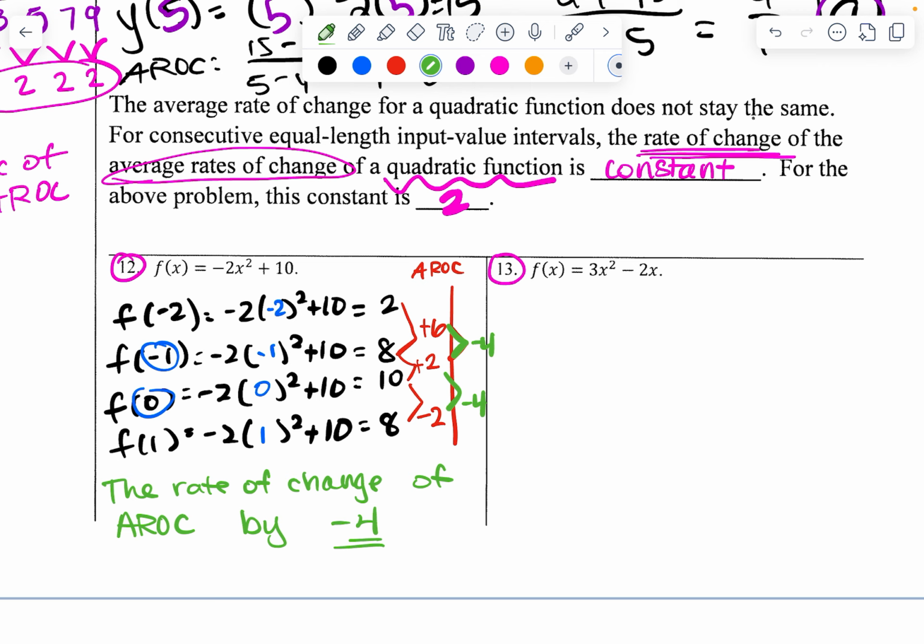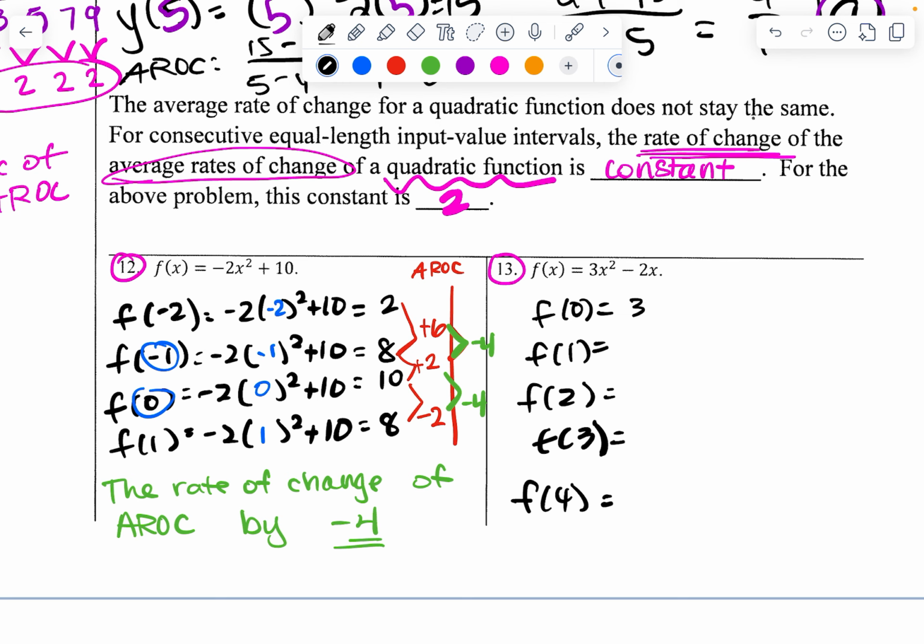Okay. Go ahead, and I want you to try this one for number 13. We'll go ahead and evaluate this for f of 0, f of 1, f of 2, f of 3, and f of 4. Okay, go ahead and push pause and evaluate those functions first. All right, let's see what you got.